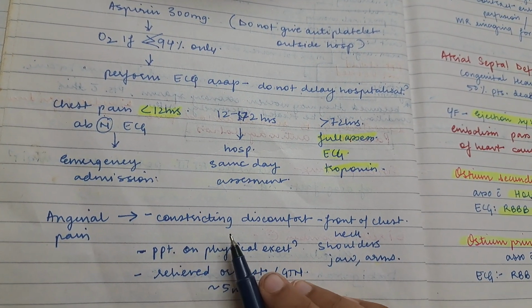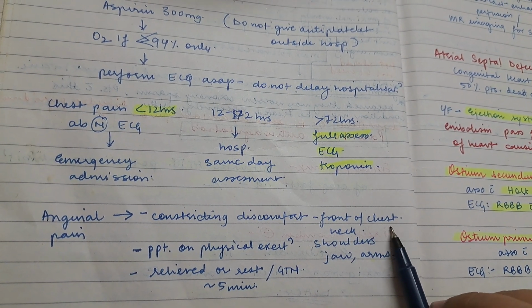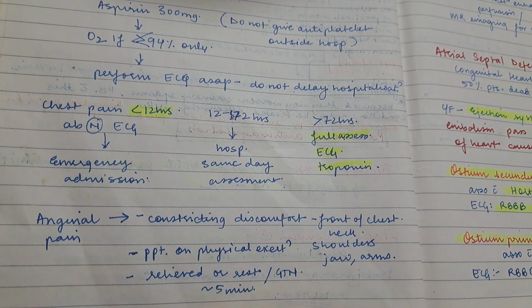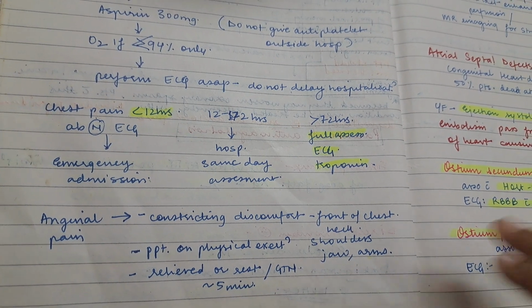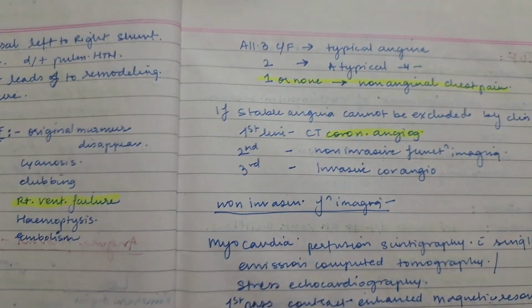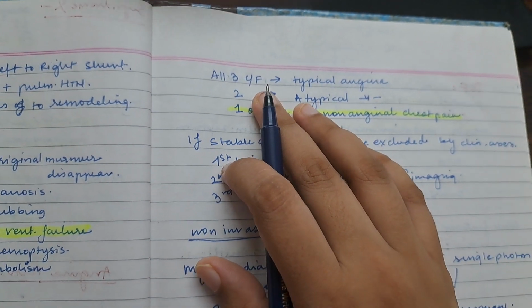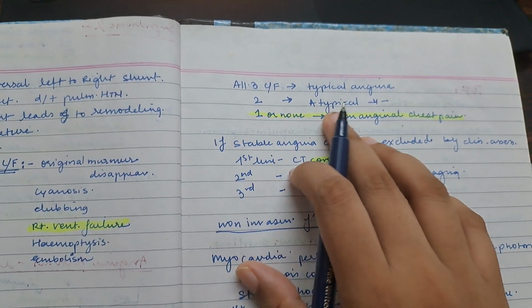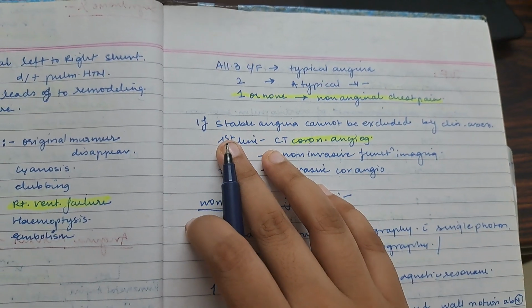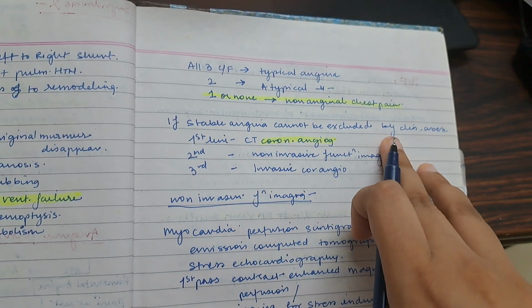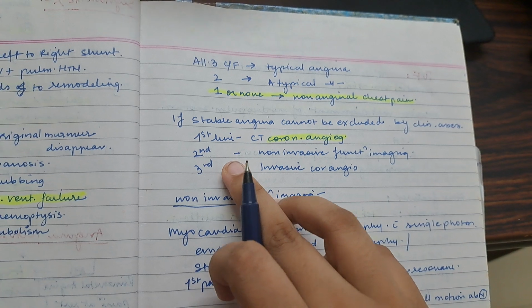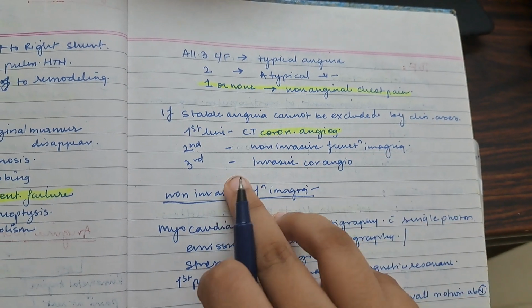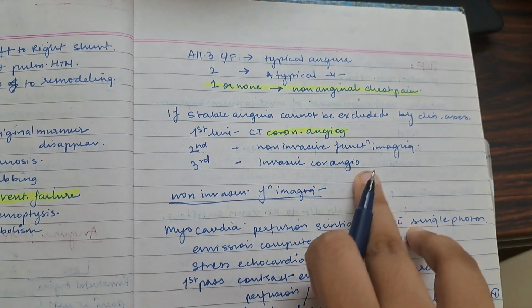Anginal pain is a constricting discomfort in the front of the chest, neck, shoulders, jaws, arms. This is precipitated by physical exertion and is relieved by rest or GTN within 5 minutes. Now if all clinical features are there, it will be typical. If 2 are there, then atypical; 1 or none, non-anginal chest pain. So if stable angina cannot be excluded by clinical examination, first line you do a coronary angiography, second you can do a non-invasive functional imaging, third you can do an invasive coronary angiography.